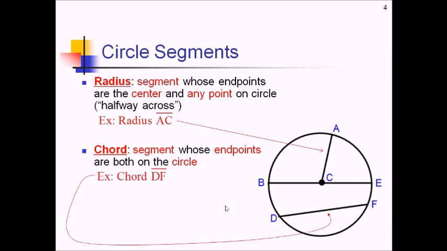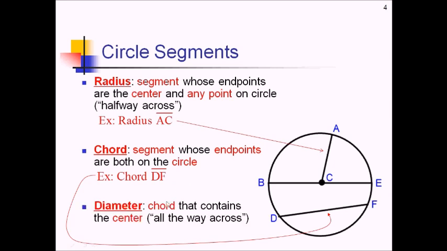And then finally, the last kind of segment in a circle is called a diameter. This is a chord, but it's a special kind of chord. It's a chord that contains the center. So the diameter goes all the way across the circle. So for example, diameter BE. And note that the diameter, since it goes from the outside of the circle to the center and then back again, is going to be twice the radius.